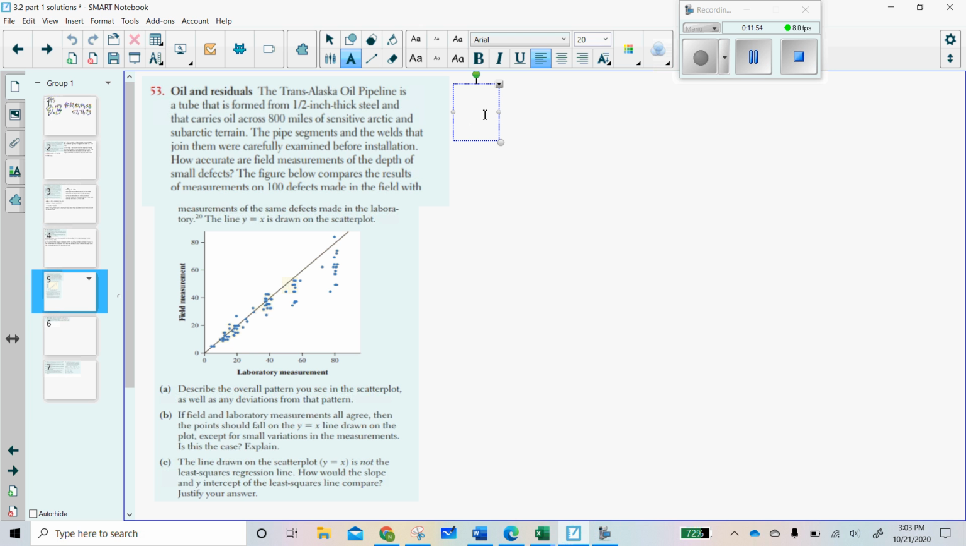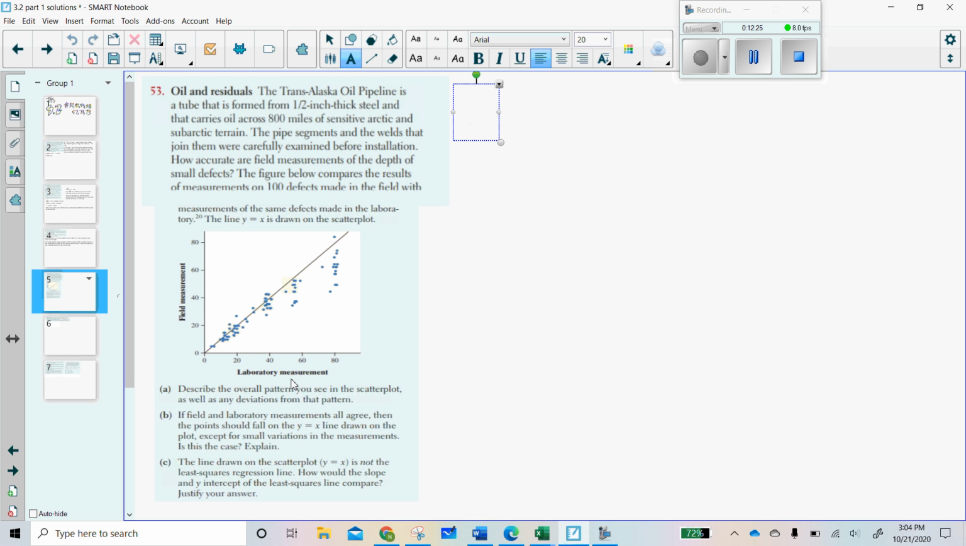53, the Trans-Alaska Oil Pipeline is a tube that is formed from 1/2 inch thick steel and that carries oil across 800 miles of sensitive Arctic and subarctic terrain. Crazy. The pipe segments and the welds that join them were carefully examined before installation. How accurate are field measurements of the depth of small defects? The figure below compares the results of measurements on 100 defects made in the field with measurements of the same defects made in the laboratory. The line y equals x is drawn on the scatter plot.